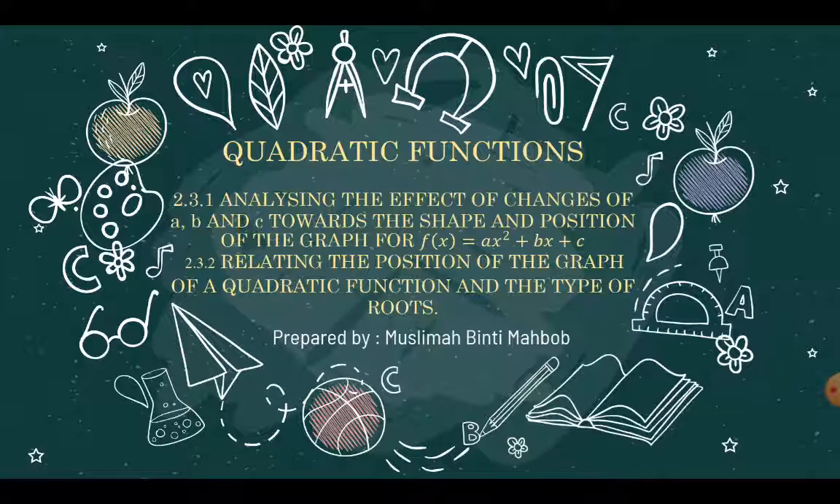Okay, so for today's lesson, we are going to talk more on quadratic functions under the subtopic analyzing the effect of changes of a, b, and c towards the shape and position of the graph for f(x) = ax² + bx + c. And then we are going to look at relating the position of the graph of a quadratic function and the type of roots. Okay, let's begin.